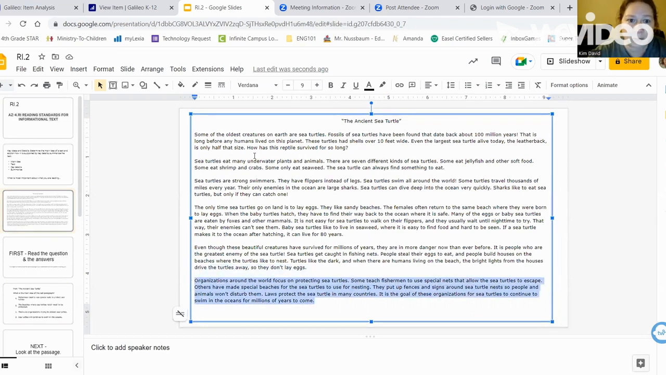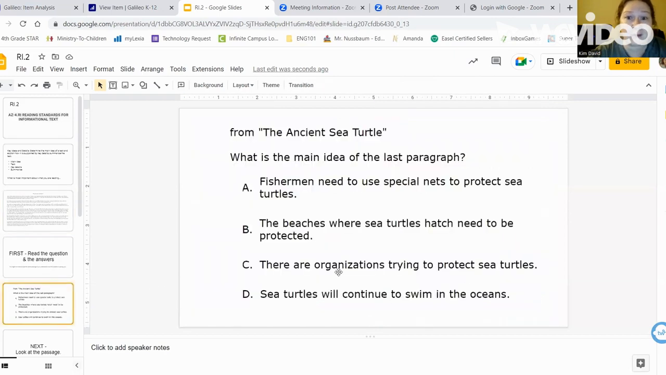How many paragraphs are in this? 1, 2, 3, 4, 5, 6. But do you have to read all 6 paragraphs to answer this question? No, you really don't. It wants you to read or look at the last paragraph and see what is the main idea. What is the most important thing? And you can go ahead and look at what the answer choices are.